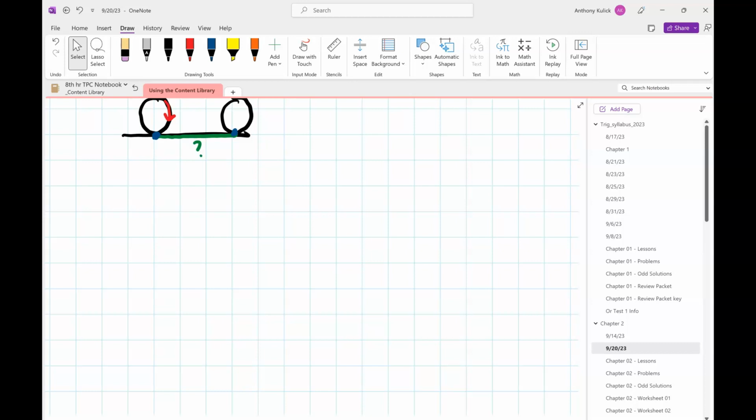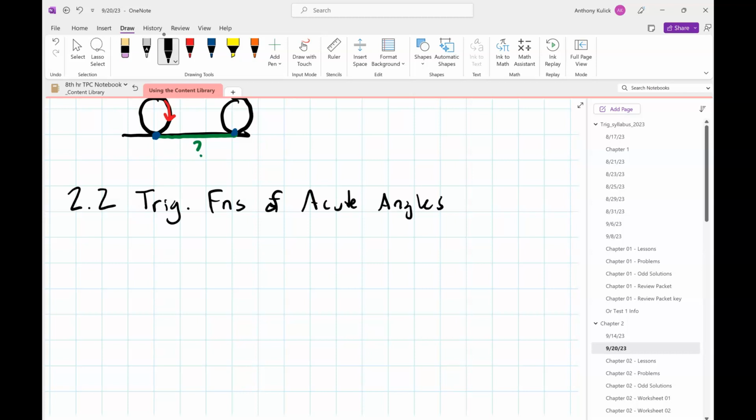All right, that's it for 2-1. 2-2. We're going to look at these trigonometric functions on acute angles. Yes, sir. No problem.